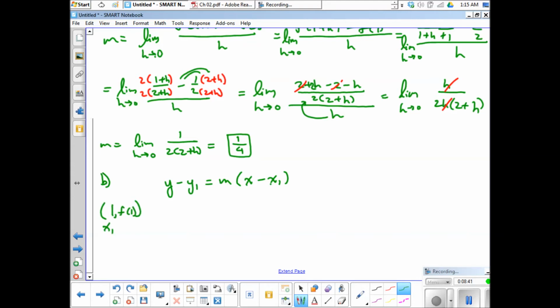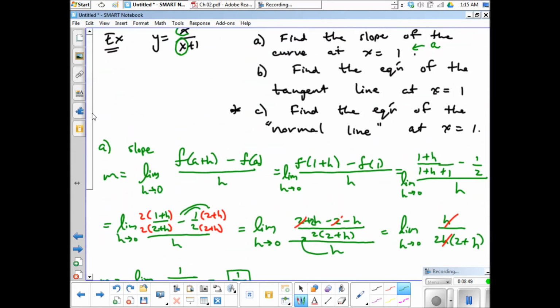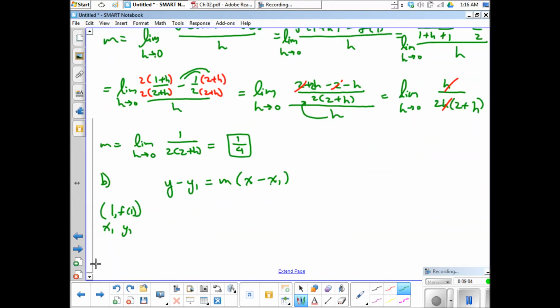This is our x1, our y1. Okay, so we should probably figure out what that is. Okay, so let's just go back here. A was 1 on this problem. F of A, we never even figured it out, did we? It's 1/2. Okay. This is your x1 and your y1.